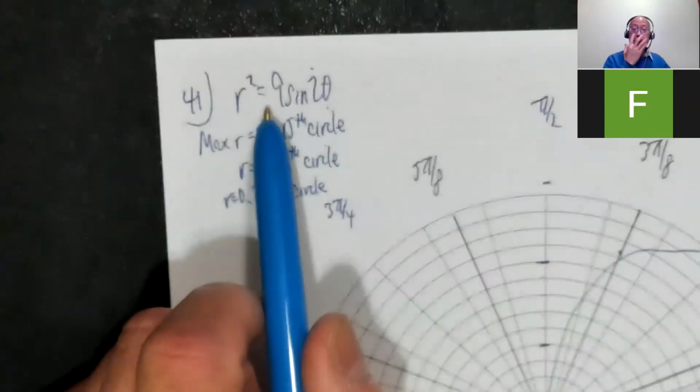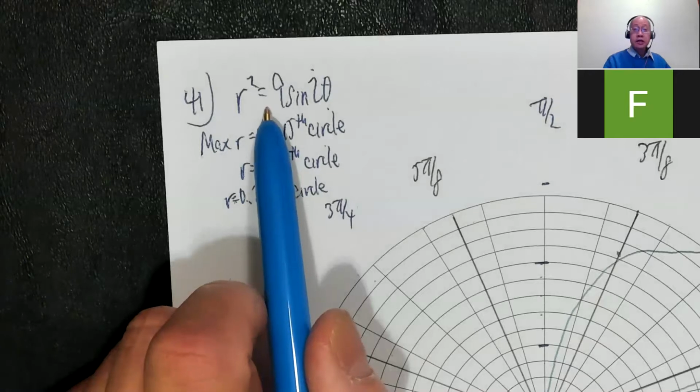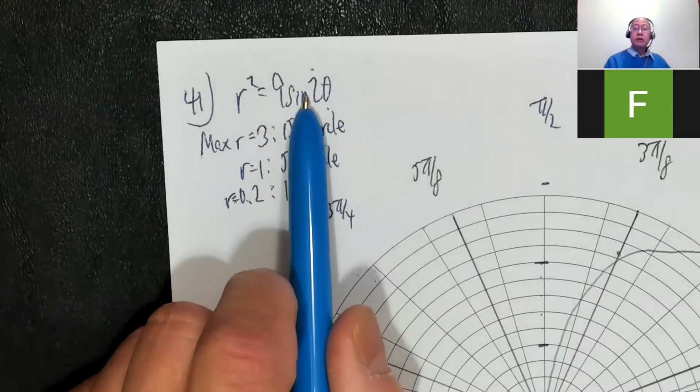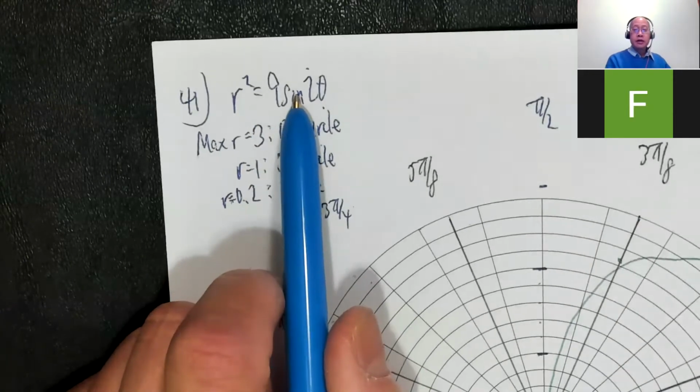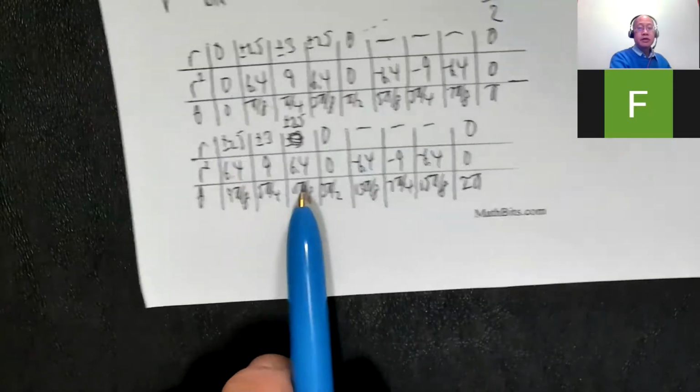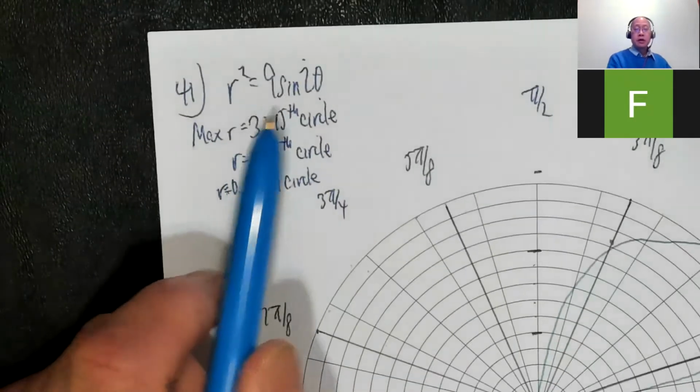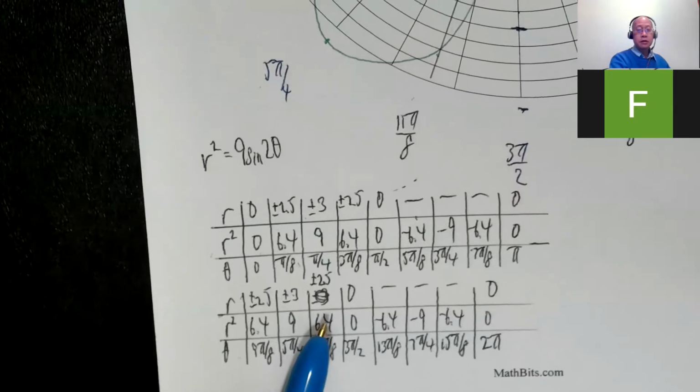So first thing I notice is an r squared. Second thing I notice is a 2 theta. So remember I showed you a 3 theta. A 3 theta means your table is 3 times as long. If there's a 2 theta, it has to be twice as long.